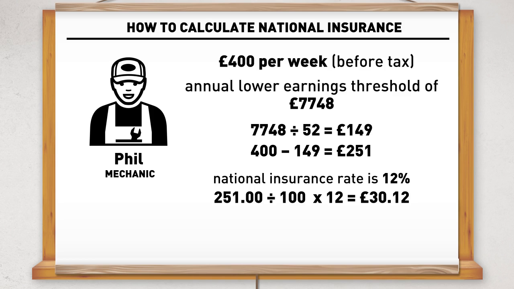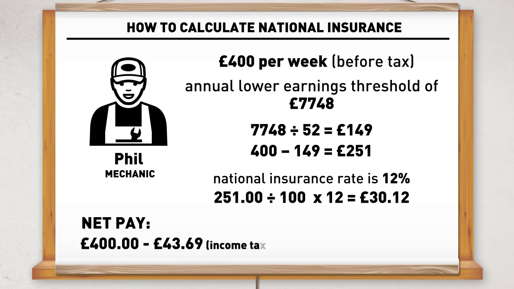Phil's take-home pay, which is known as his net pay, will be £400 minus £43.69 income tax, minus £30.12 national insurance, which is £326.19.